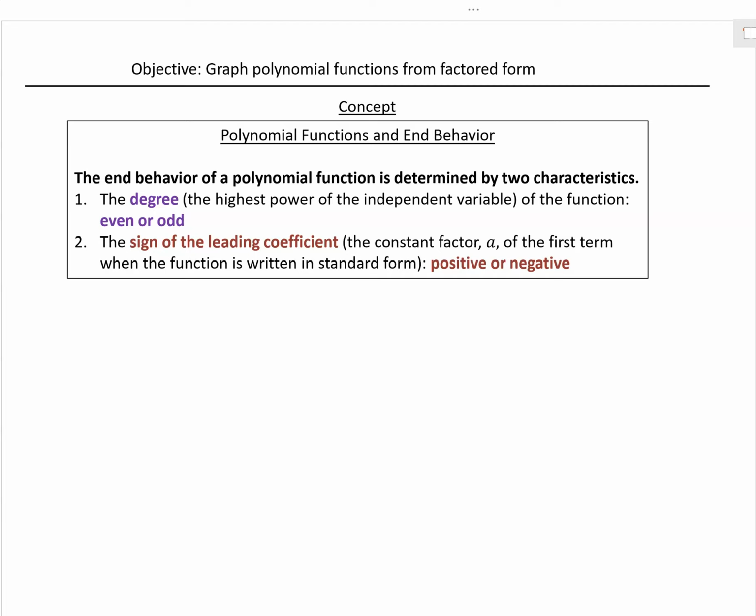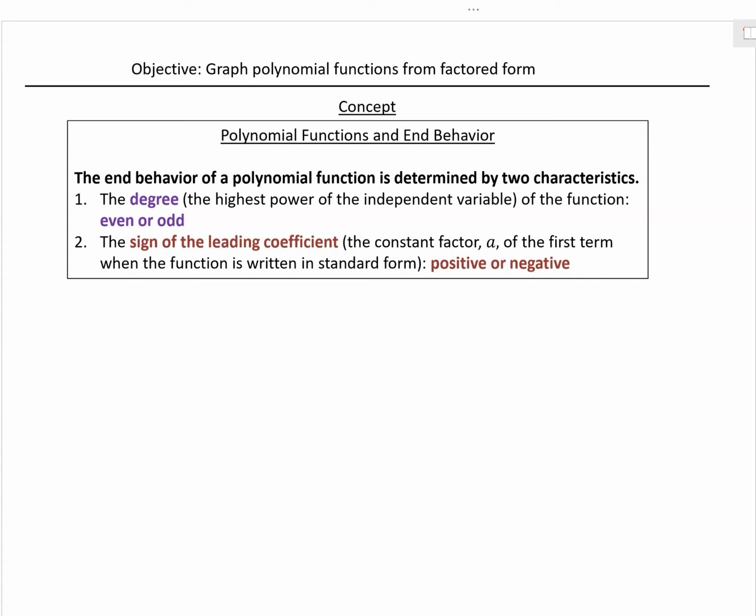In this lesson we are going to talk about how to graph a polynomial function from the factored form of the function. Because we're really creating more of a sketch than a full accurate graph, the two things that we're going to use to create the graph are the end behavior and the zeros.